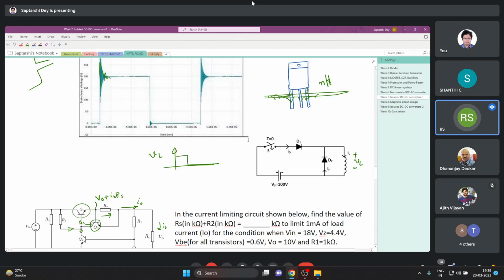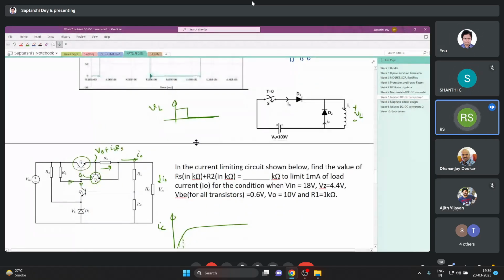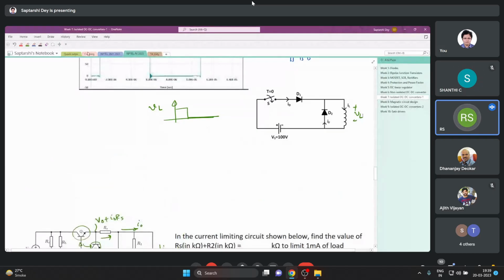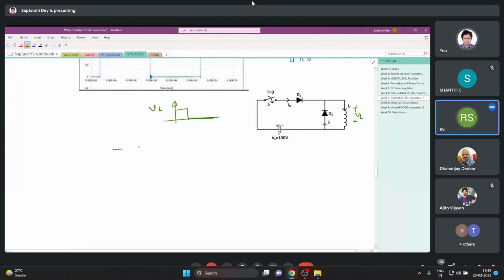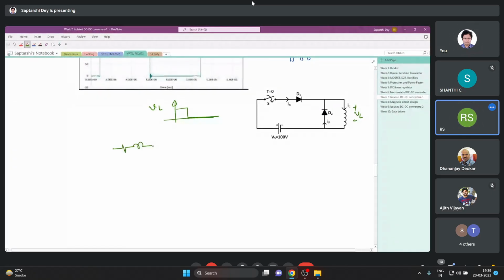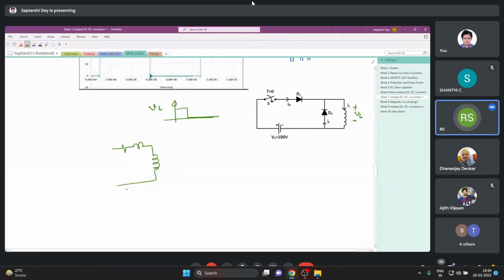Sir, in transformers, while we are drawing the equivalent circuit of the transformer, we draw the resistance and inductance in series. There we say that the inductance we are drawing in series is because of the leakage inductance, the leakages in the transformer core. How is the leakage flux, that is the fringing flux, right?